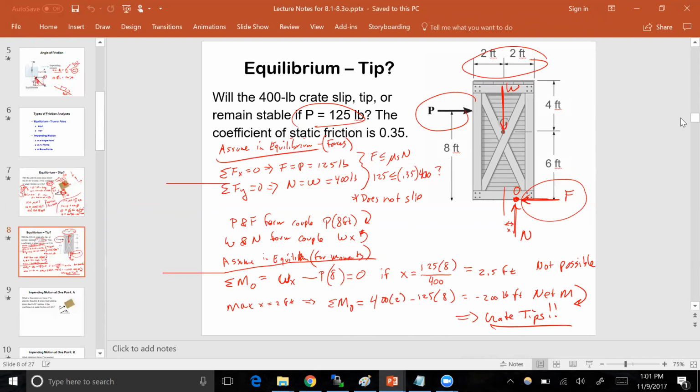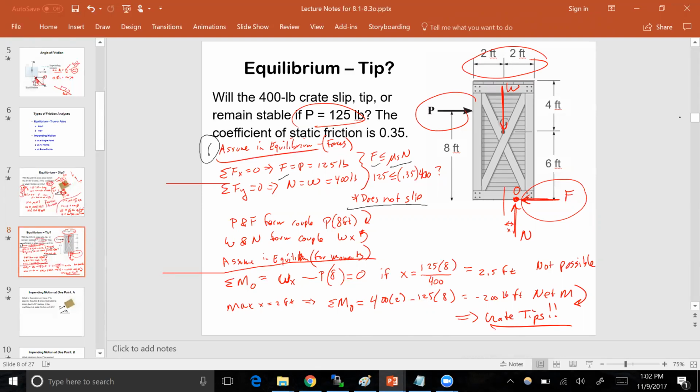so how we handled some of these problems with crates is that they could slip or maybe they could tip. So you have to make some assumptions, right? So the first problem was we assumed that it was in force equilibrium, so the forces add up to 0. And we checked our assumption, and our assumption was valid. So the force equilibrium held. That means the crate was not going to slide because the resulting value of F that we determined was less than the maximum μs times N. And so that confirmed our assumption, but we also had to check whether the crate could tip.